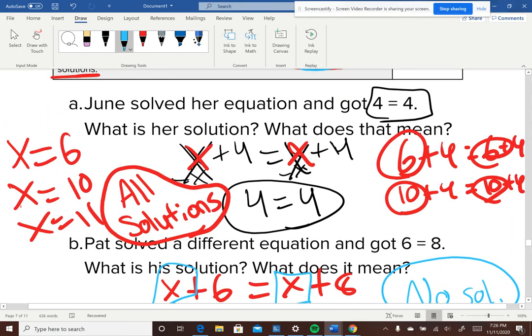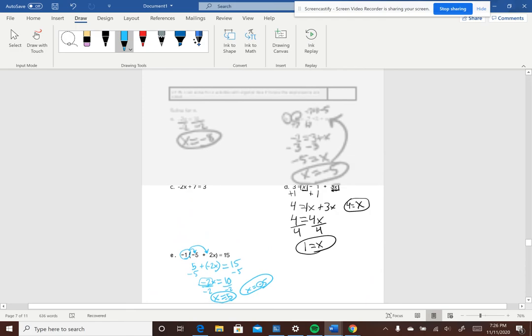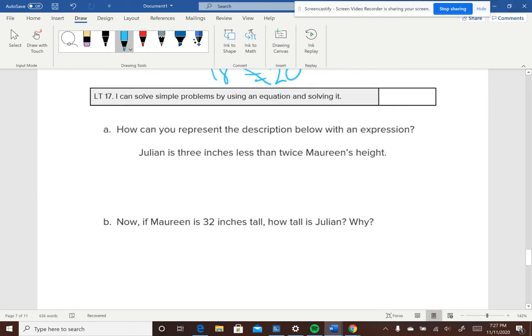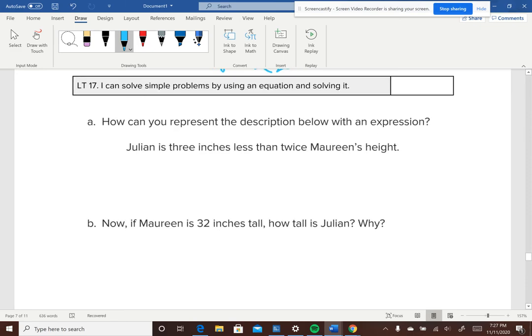Now, just a reminder, please show all of your work just like I'm doing now. Very, very crucial. Otherwise, I cannot give you credit on your test. I can solve simple problems by using an equation and solving it. How can you represent the description below with an expression? Julian is 3 inches taller, or 3 inches less, that's big, than twice Marine's height.